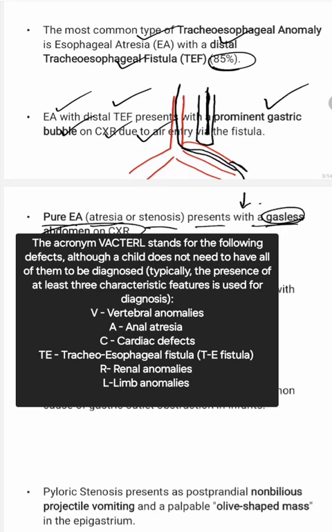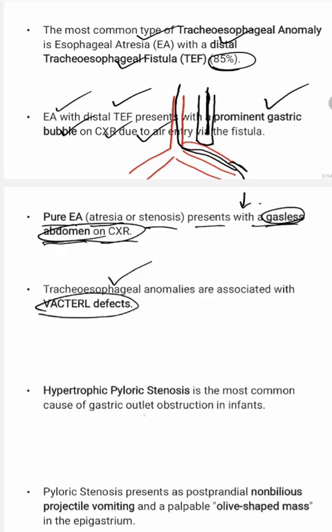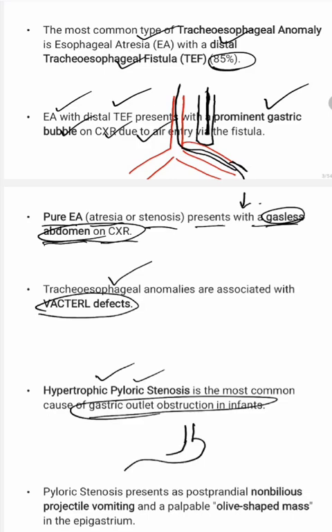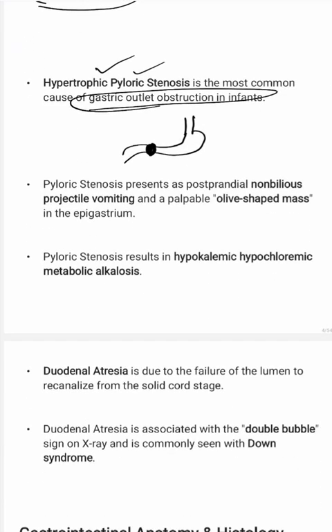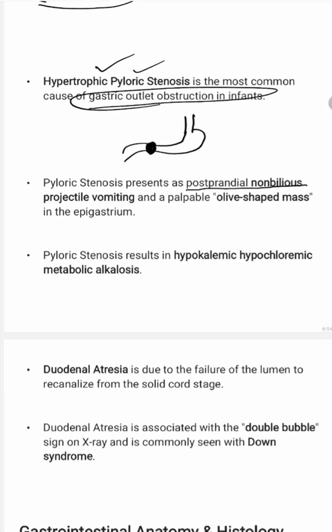Hypertrophic pyloric stenosis is the most common cause of gastric outlet obstruction in infants. What happens is that this is the stomach, there is obstruction, and hypertrophy of the pylorus occurs as a result. Now, pyloric stenosis presents as postprandial non-bilious projectile vomiting and a palpable olive-shaped mass in the epigastrium. So if there is blockage, the contents will be expelled from the body by mouth. And there will be no bile because bile is secreted distal to this place.